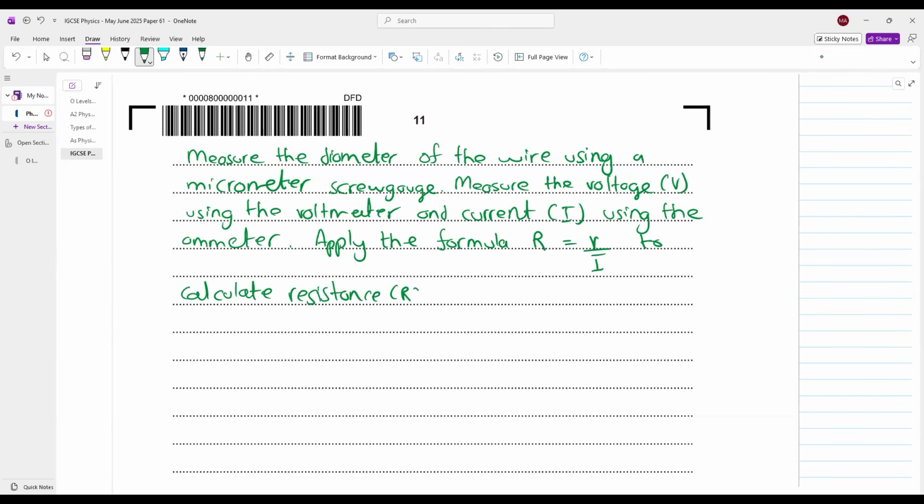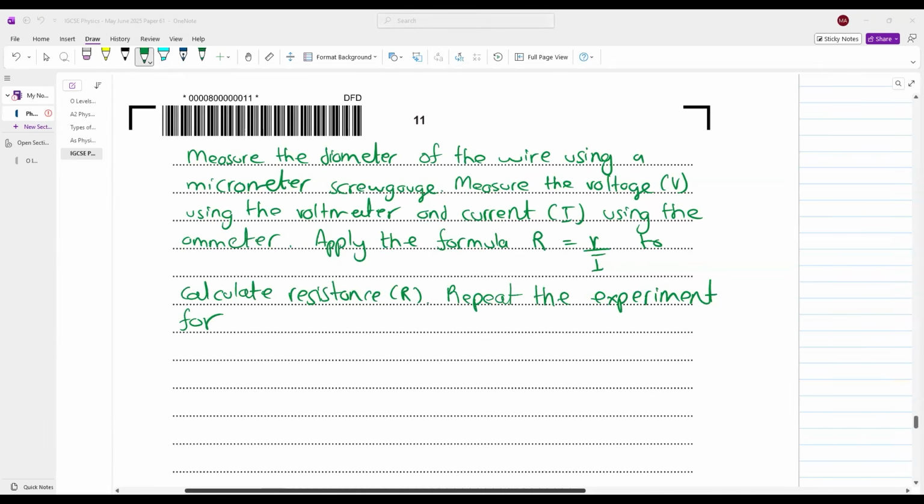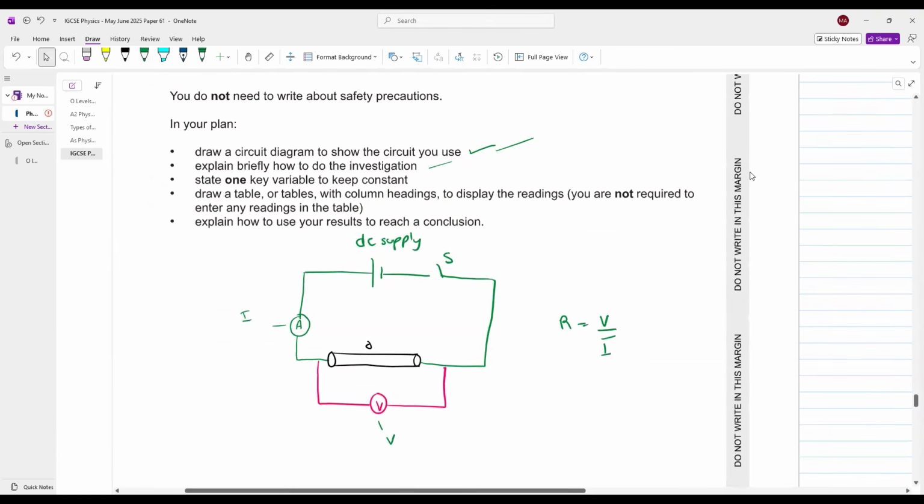What will be your last key point here? Repeat the experiment for different diameters. Repeat the experiment for at least 5 different diameters of the wire. बेटा आपने एक्सपेरिमेंट रिपीट करना है फॉर एटलीस्ट 5 डिफरेंट डायमीटर्स ऑफ द वायर. ओके, ये आपने एक्सपेरिमेंट को ब्रीफली डिस्क्राइब कर दिया.